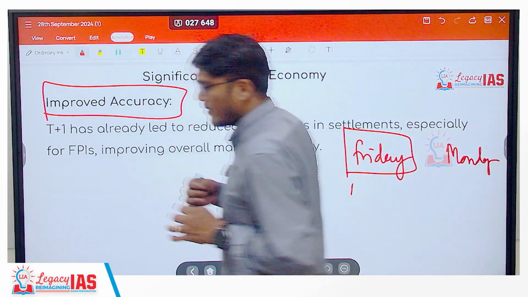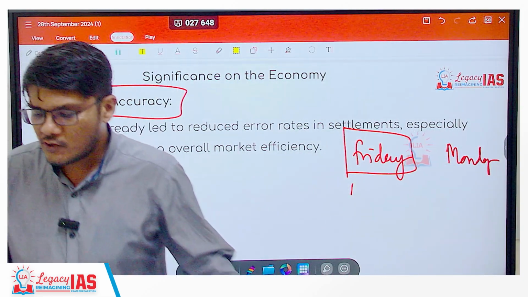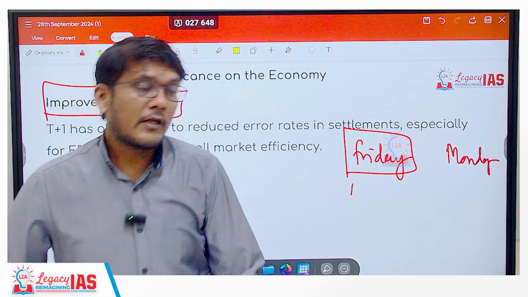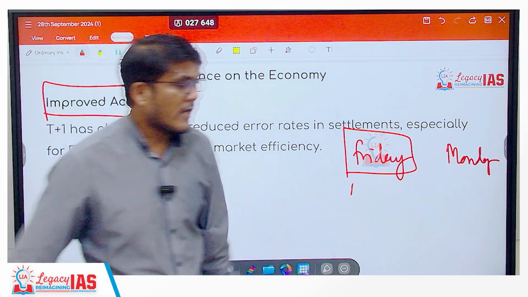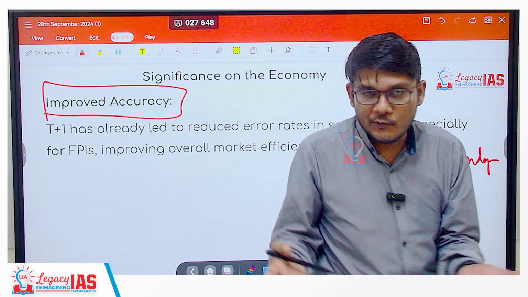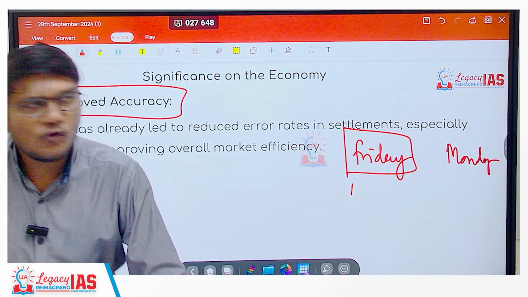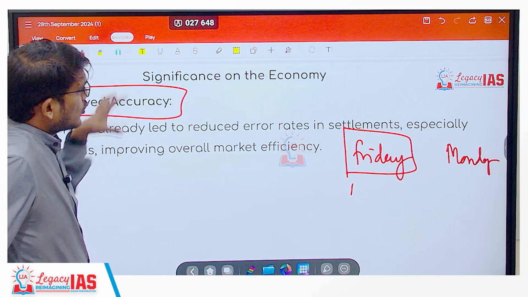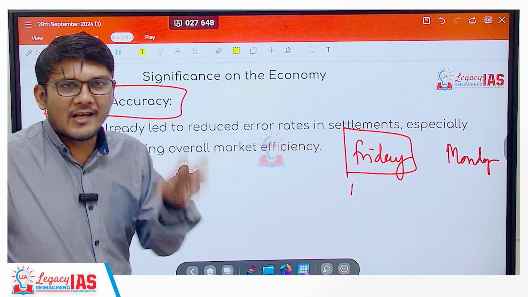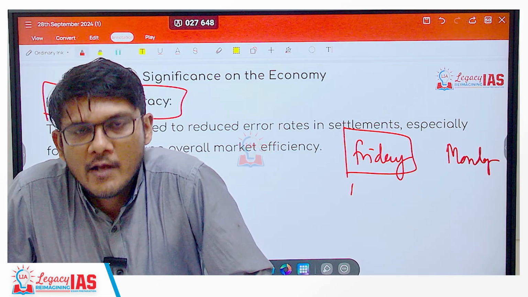For prelims, remember that they can ask you what is T+0, what is T+1, or whether T+0, T+1 is related to what? Is it related to the turnaround time of ships? Is it related to stock exchange transactions, etc. So you should at least know what it is. You should know the benefit of it, so that for mains also you are very well prepared for it. I hope that's very clear.